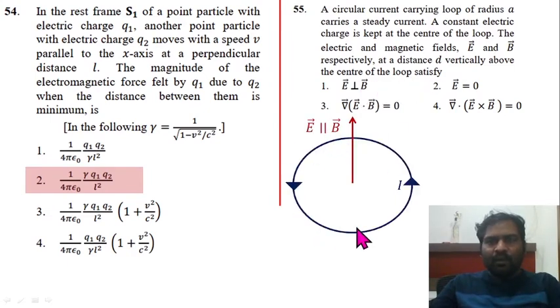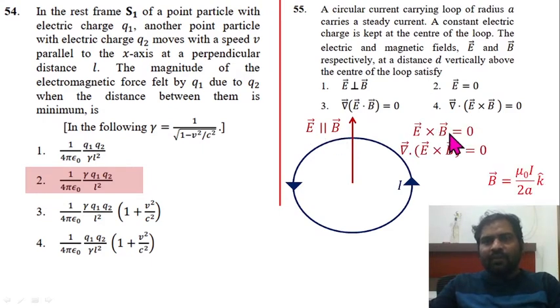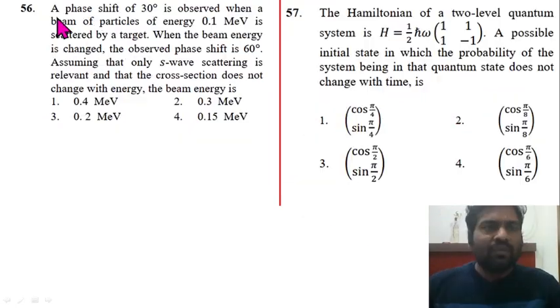Okay, so there is a loop in which current I is flowing. So your electric field and magnetic field will be perpendicular to this particular plane. Okay, and both are parallel. E and B are parallel. So your condition E cross B equal to 0 here because they are parallel. So del dot E cross B equal to 0. This condition number 4 is satisfied. If sometimes asked for the magnetic field at the center, the magnetic field at the center will be equal to mu naught I divided by 2a.